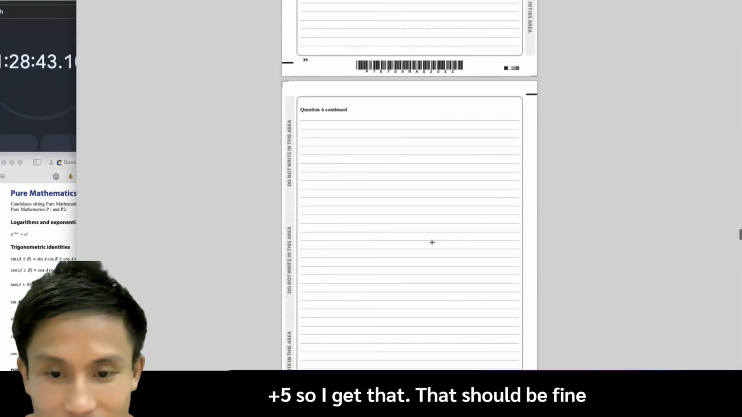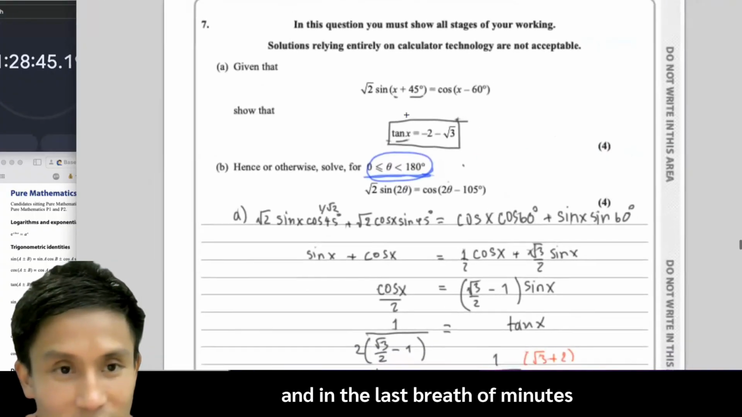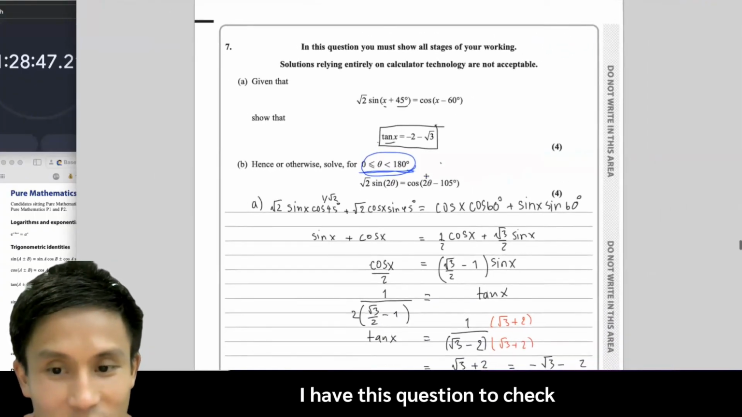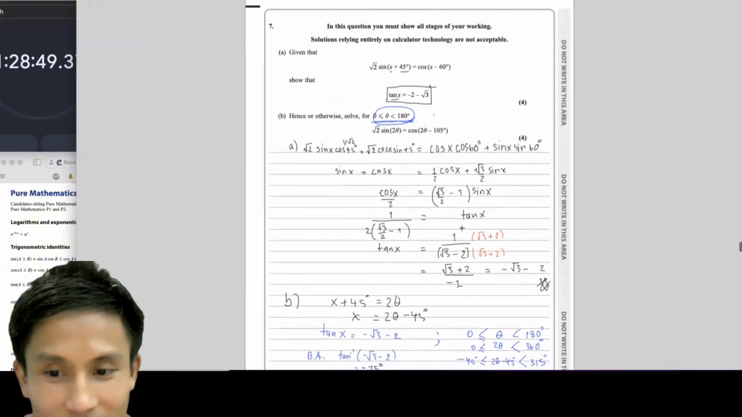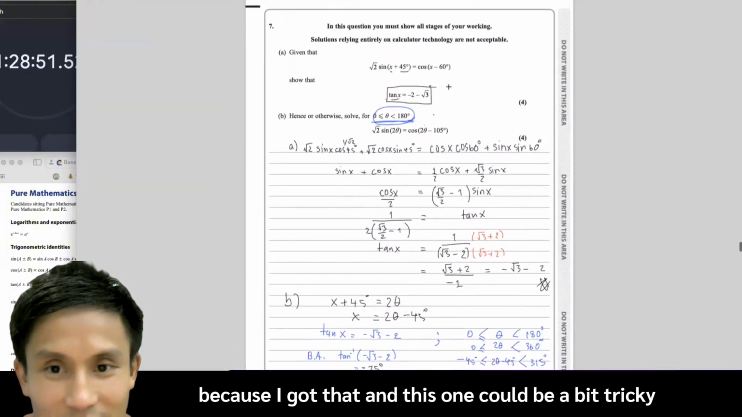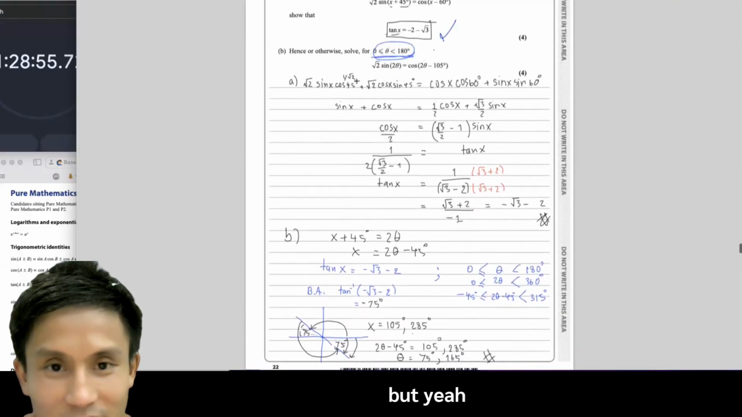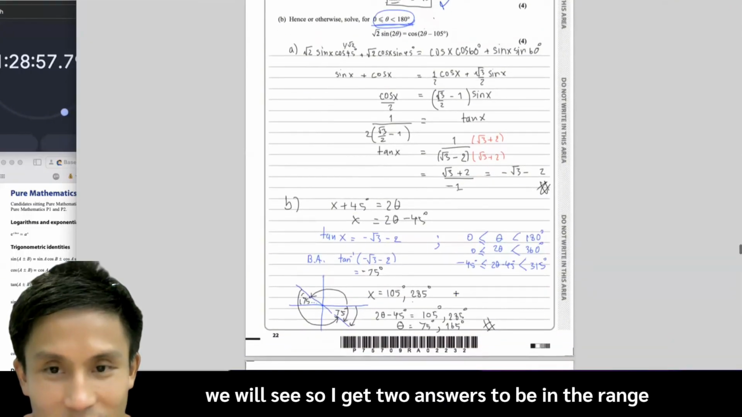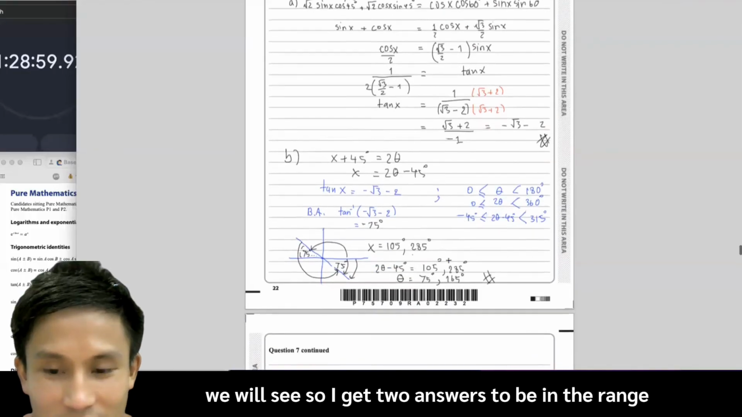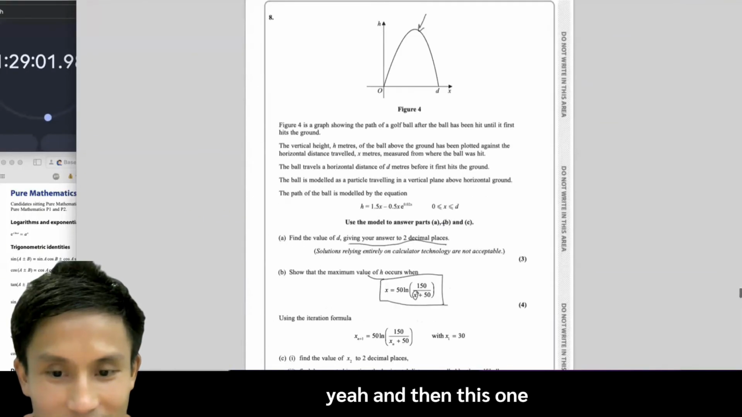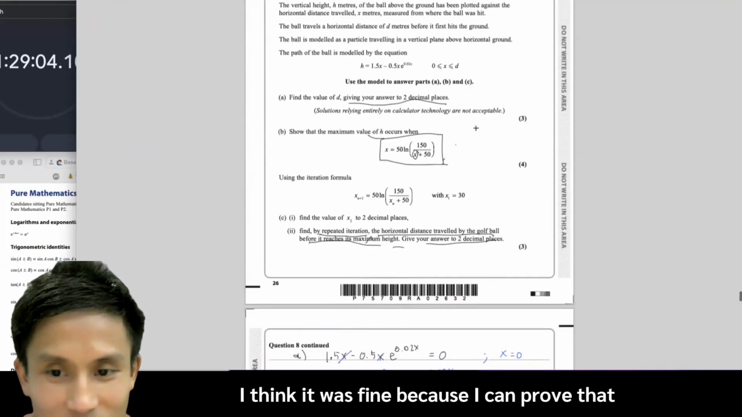That should be fine. And then the last few minutes, I have this question to check, which is also fine, I guess, because I got that. And this one could be a bit tricky, but yeah, we will see. So I get 2 answers to be in the range. Yeah. And then this one, I think it was fine because I can prove that.